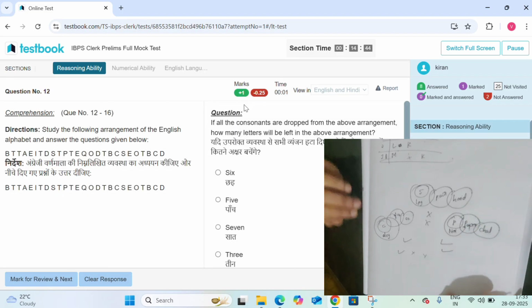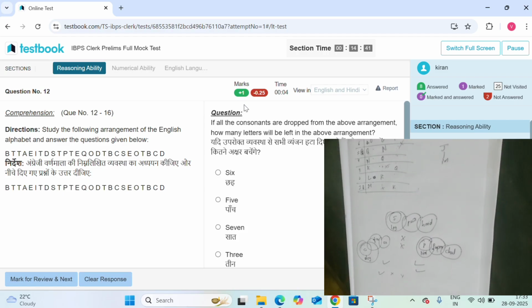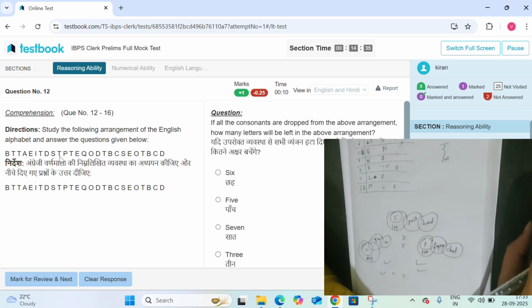Next, if all the consonants are dropped from the above arrangement, how many letters will be left in the arrangement? Consonant: one, two, three, four, five, six, seven.